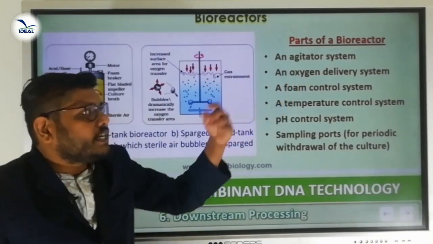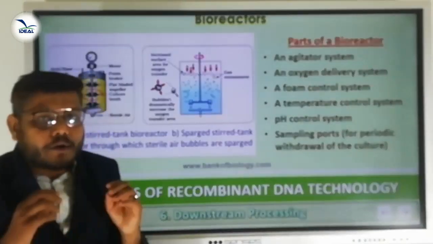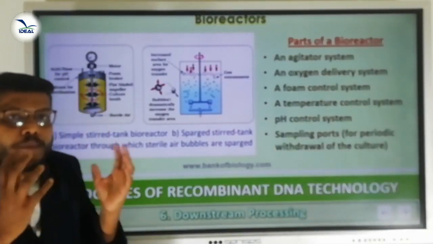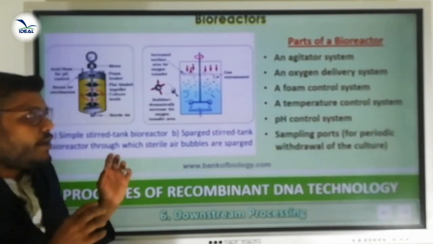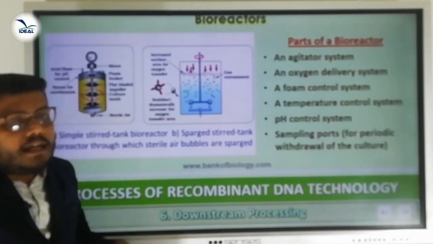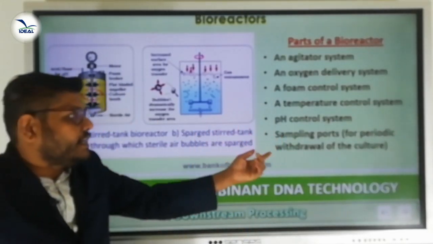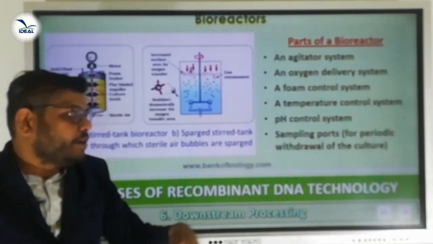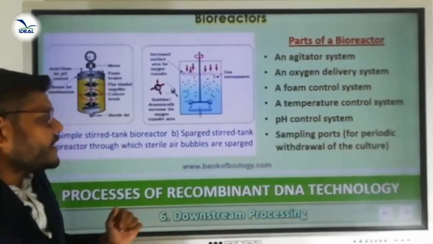Then an oxygen delivery system is present. A foam control system is present. Foam control system means, for controlling the foam, one kind of system is present. Then a temperature control system, then pH control system and sampling ports for periodic withdrawal of the culture. These are the parts of the bioreactor.